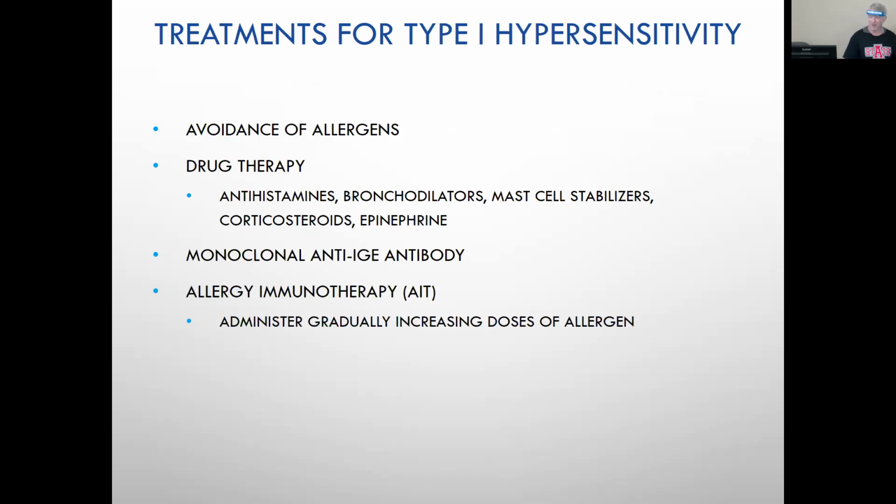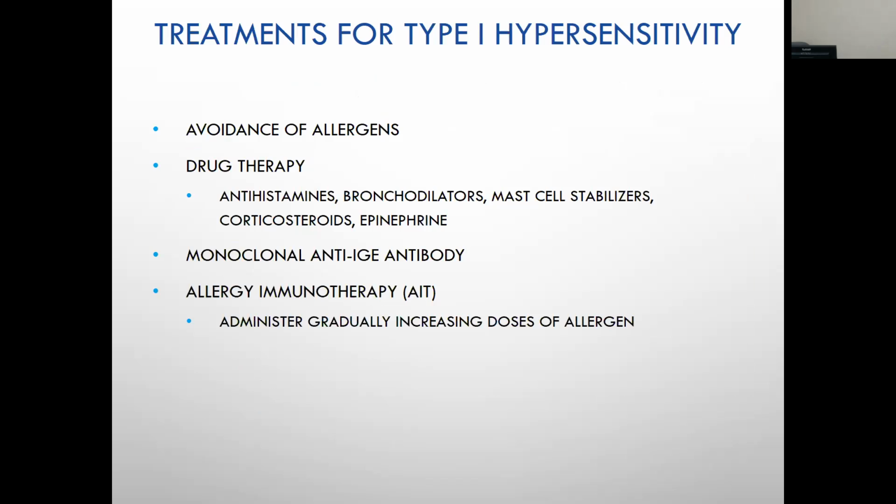But treatment for type 1 hypersensitivities: avoid the allergen. Avoid cats. Avoid peanuts. Avoid bee stings. Avoid shellfish, right? We can do that. And we know sometimes we can't.